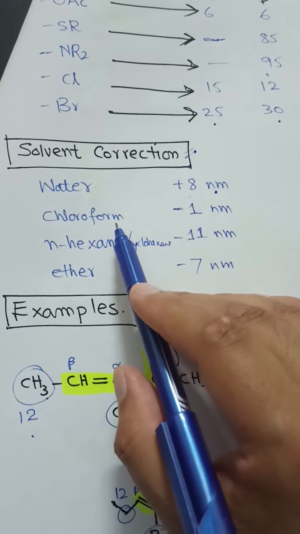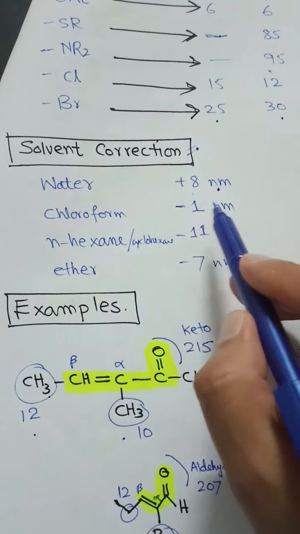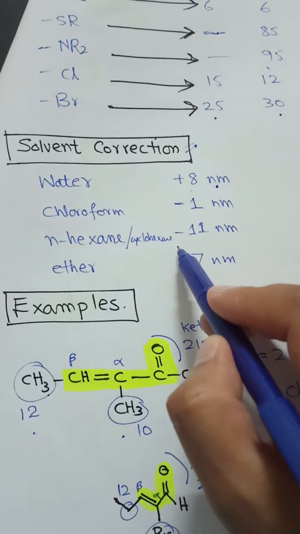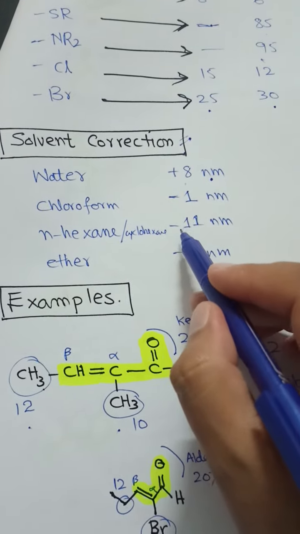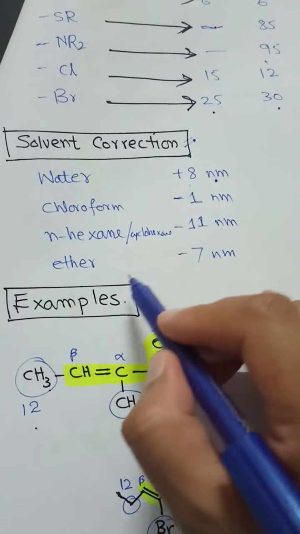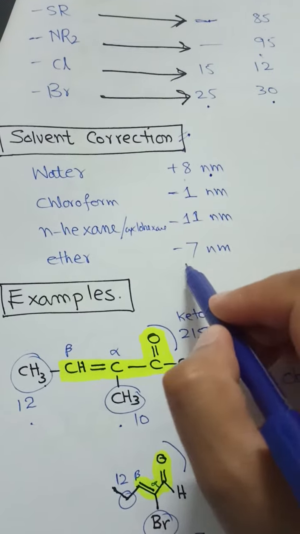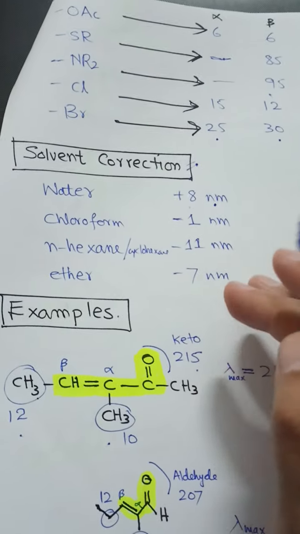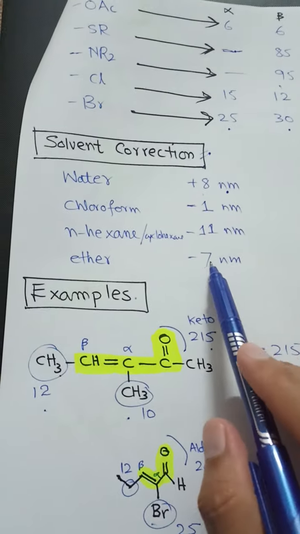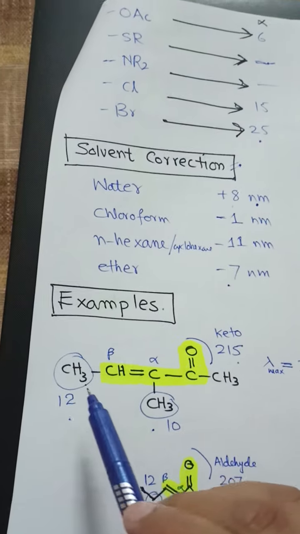For chloroform, which is less polar, minus 1 nanometer, and hexane or cyclohexane will lower the lambda max by minus 11 nanometer, and ether minus 7 nanometer will be added. So it will decrease lambda max by 7 nanometer.